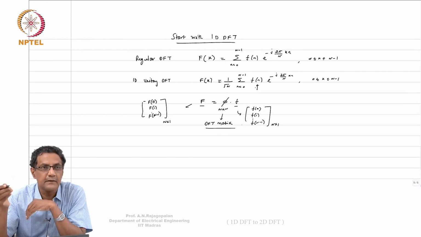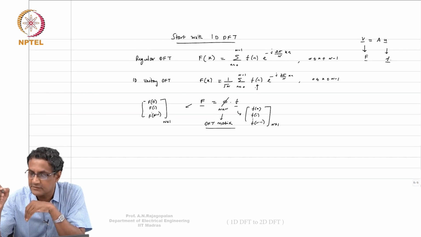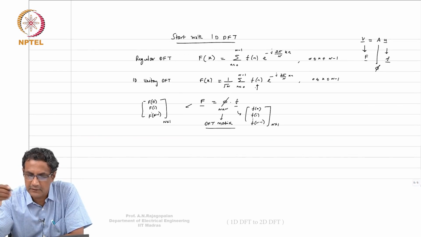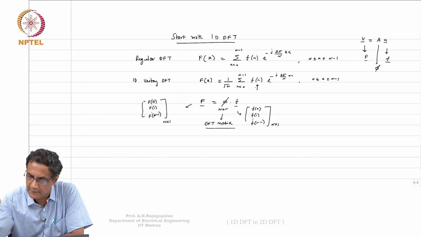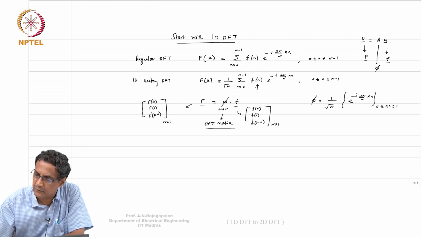Now if you go back to our unitary DFT, what we had was V is equal to A times U. So V we have replaced by F, U we have replaced by small f, and A we have replaced by phi. So we are saying that if you wanted a 1D DFT, then simply replace A by phi, where phi is an N cross N matrix consisting of entries 1 by root N e power minus j 2 pi by N k n, with k, n going from 0 to N minus 1.